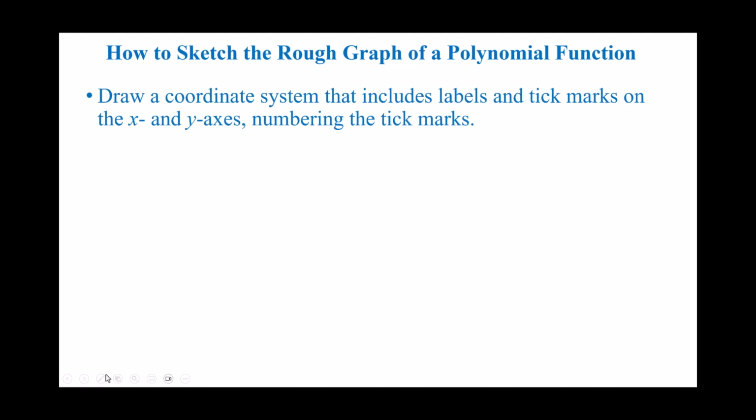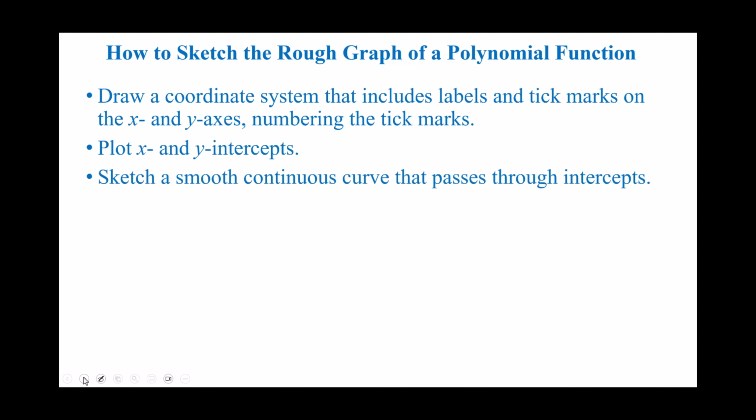First, of course, we're going to draw a coordinate system, put your labels and tick marks, your x and y axis, whatever you need to do so it's clear what we're graphing. Plot the x and y intercepts. Anytime we're graphing any graph, we're going to plot the x and y intercepts, no matter what shape it is. And then sketch a smooth, continuous curve that goes through those intercepts.